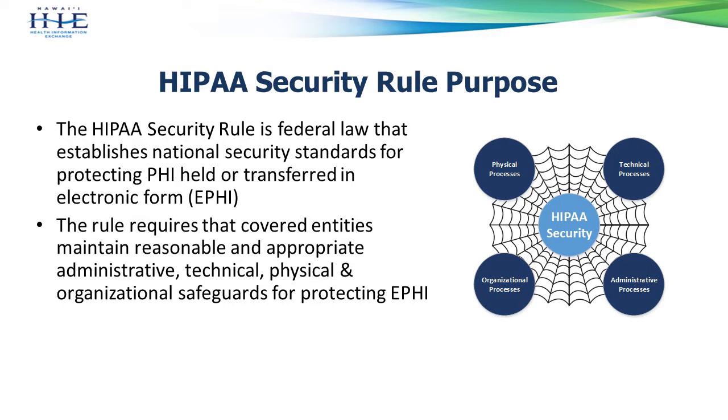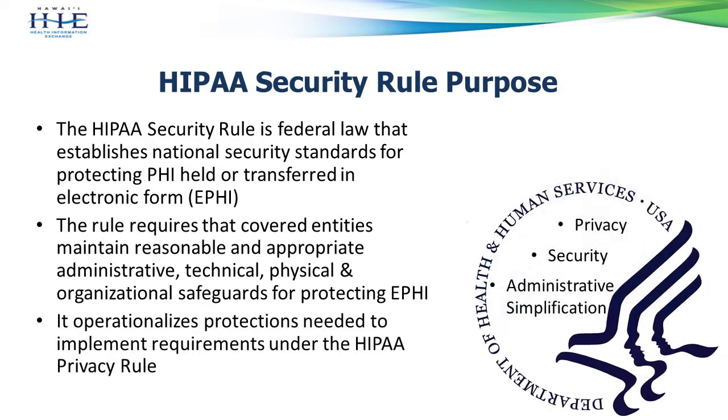Prior to HIPAA, no generally accepted set of security standards or general requirements for protecting health information existed in the healthcare industry. The security rule was published in 1996 in conjunction with the HIPAA privacy and administrative simplification rules. The security rule operationalizes protections needed to implement requirements under the HIPAA privacy rule.